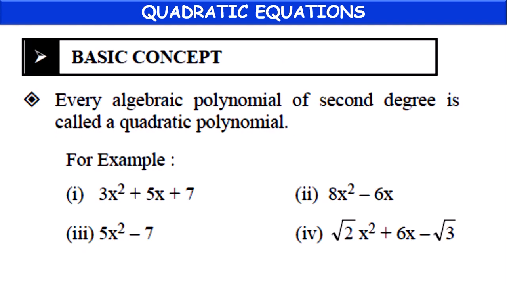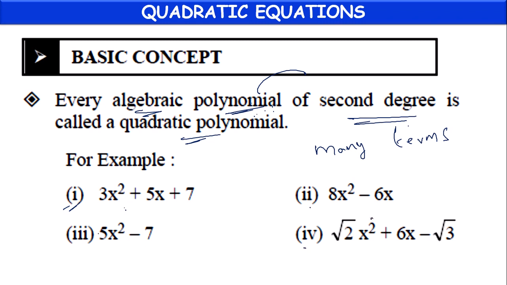So, basic concepts. You are all aware that an algebraic polynomial of second degree is called a quadratic polynomial. Polynomial means an expression having many terms. The expression having many terms is called a polynomial. These are all polynomials: this first expression, second one, third one, fourth one, these are all polynomials.